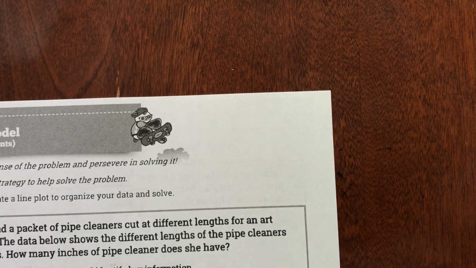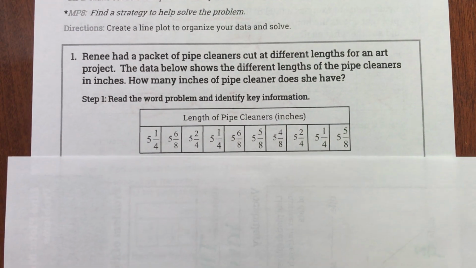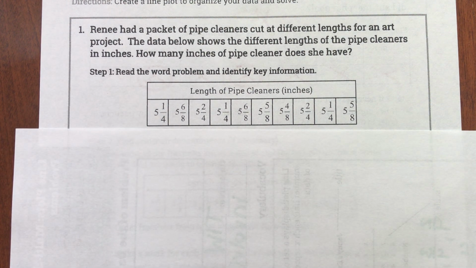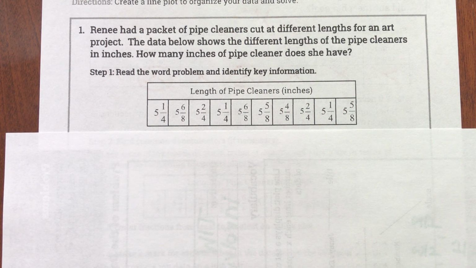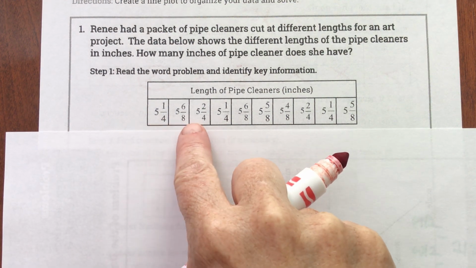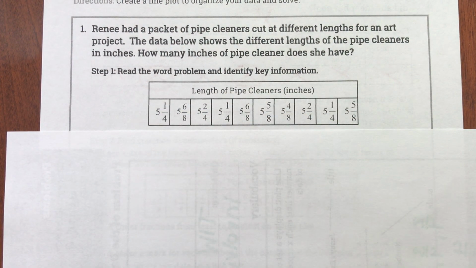The next one's a little bit more complicated, which is why I did that one second. Okay, here is this problem. It says, Renee had a packet of pipe cleaners cut at different lengths for an art project. The data below shows the different lengths of the pipe cleaners in inches. How many inches of pipe cleaners does she have? Okay, so these all represent maybe little cuts of a pipe cleaner, and if you know what a pipe cleaner is, it's that wire with the little fuzz on it. We use them for crafts sometimes.